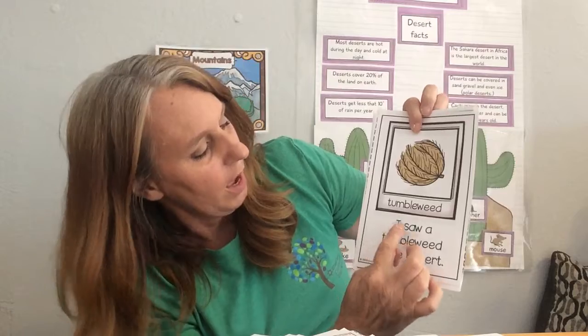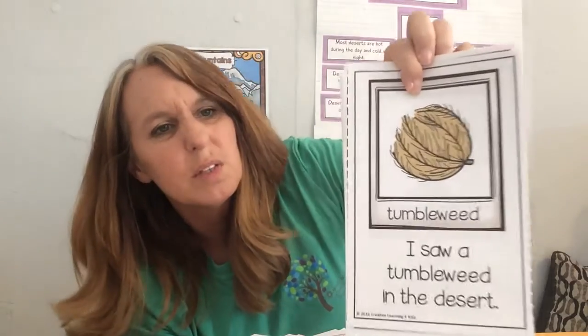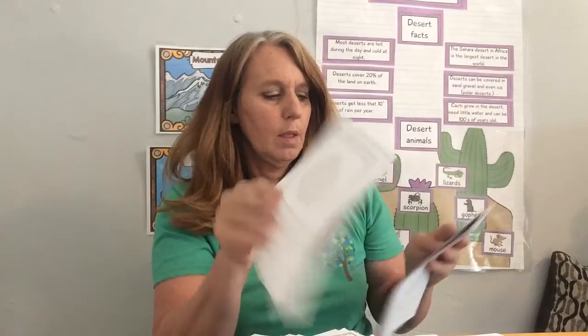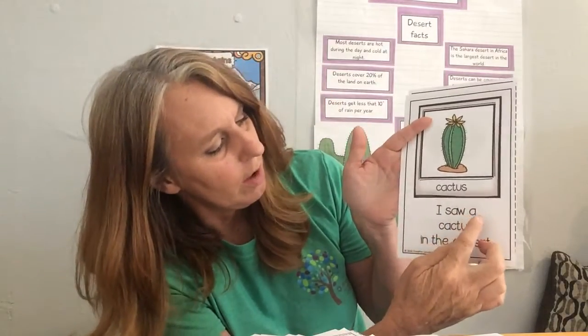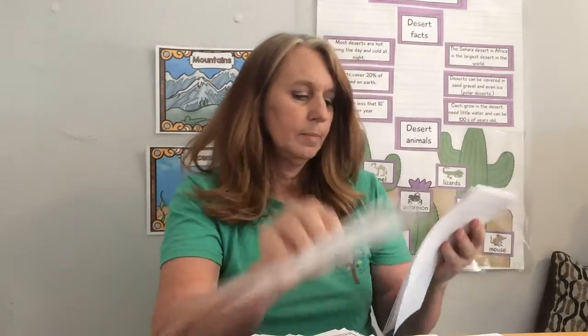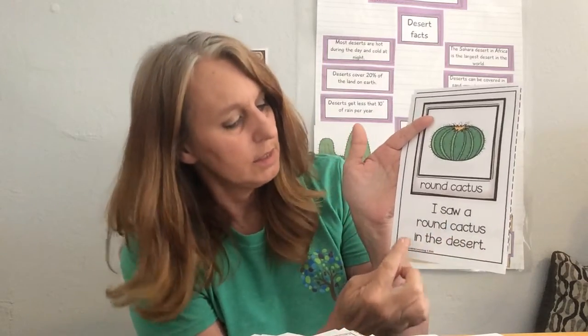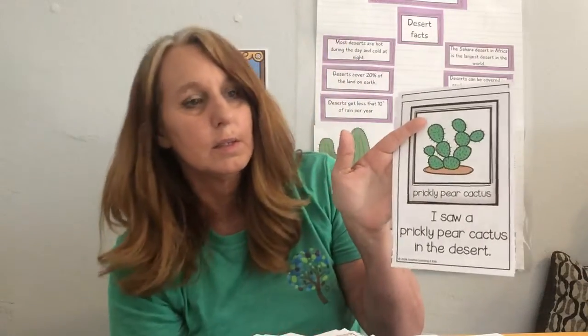Now we're going to get to some of the plants in the desert. I saw a tumbleweed in the desert. What does the tumbleweed look like? Does it just look like a bunch of dry branches? I saw a cactus in the desert. I saw a round cactus in the desert. Oh, look at this one.